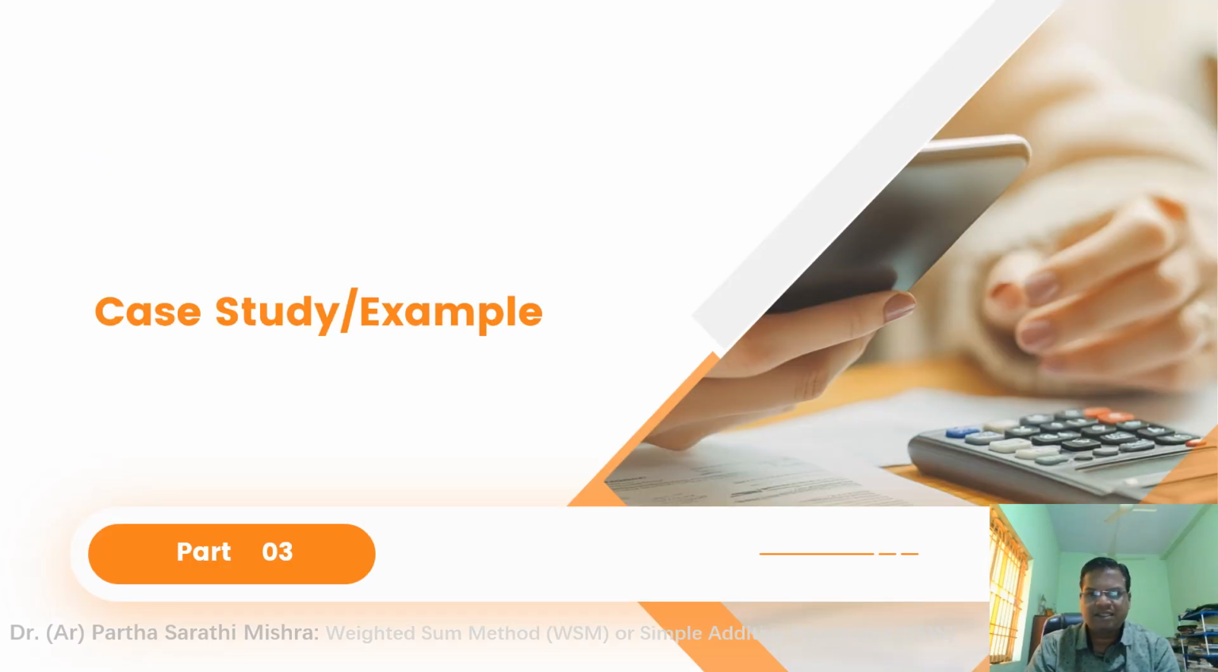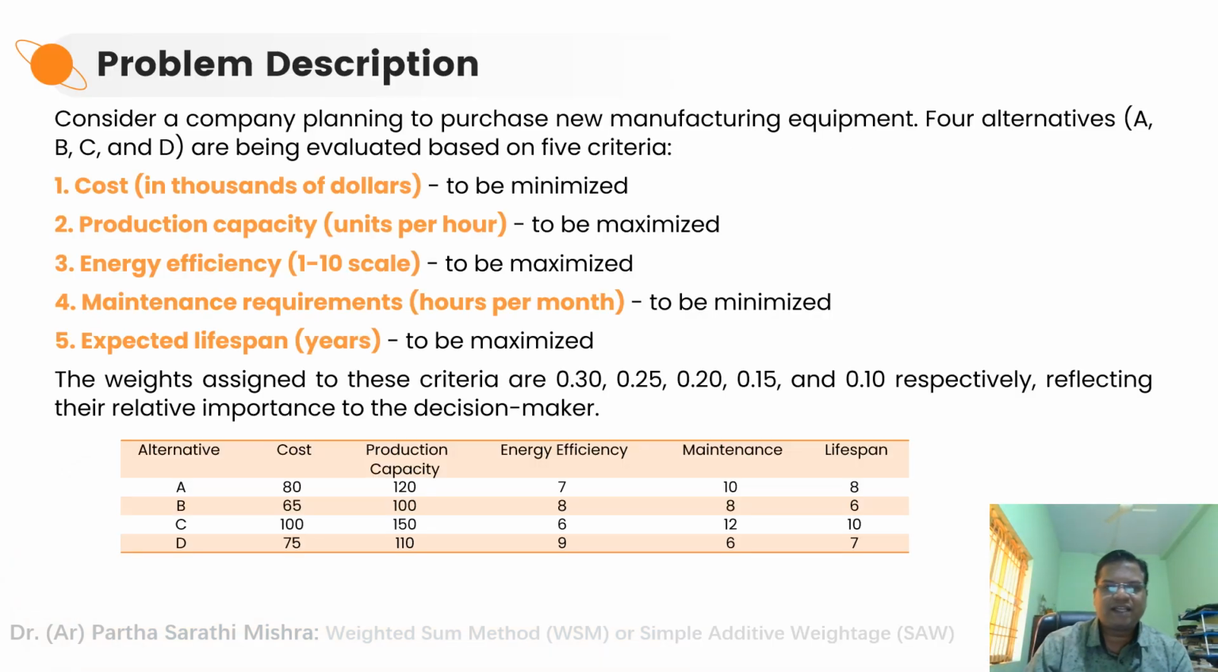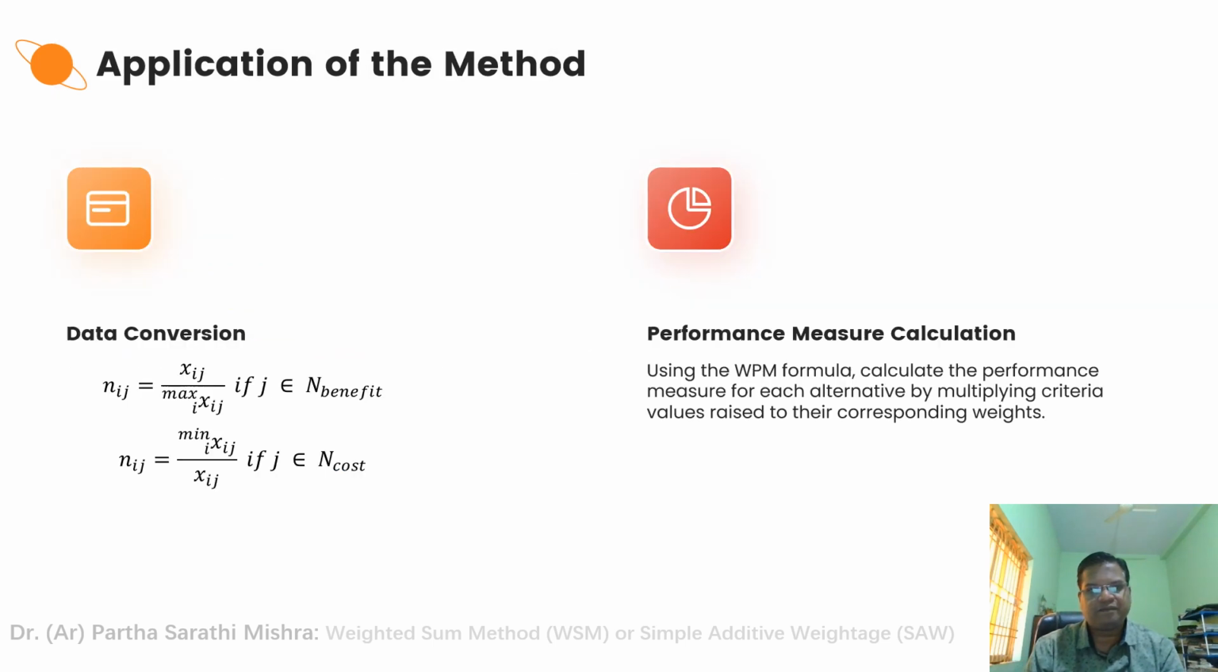Now let's discuss one of the examples. The cost criteria, as we know, are those where the minimum is the best. So the cost and maintenance requirement are the cost criteria. Whereas we are taking production capacity, energy efficiency, and expected lifespan, where the higher the value, the higher the benefit. So all these three are our benefit criteria.